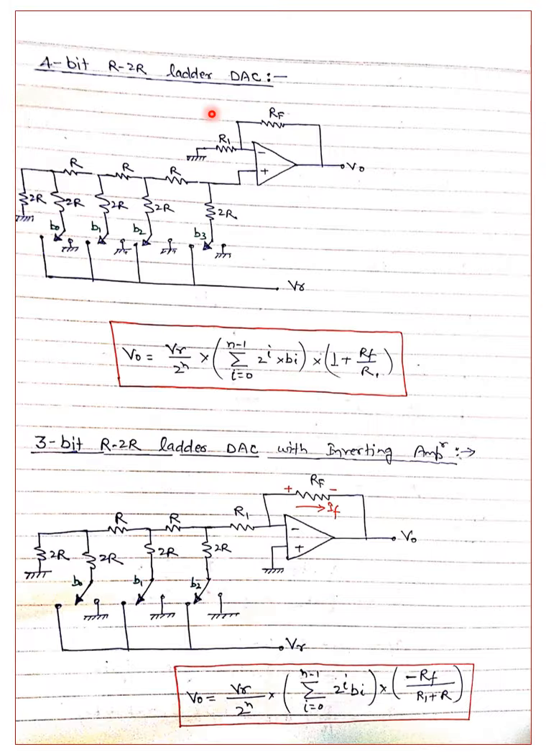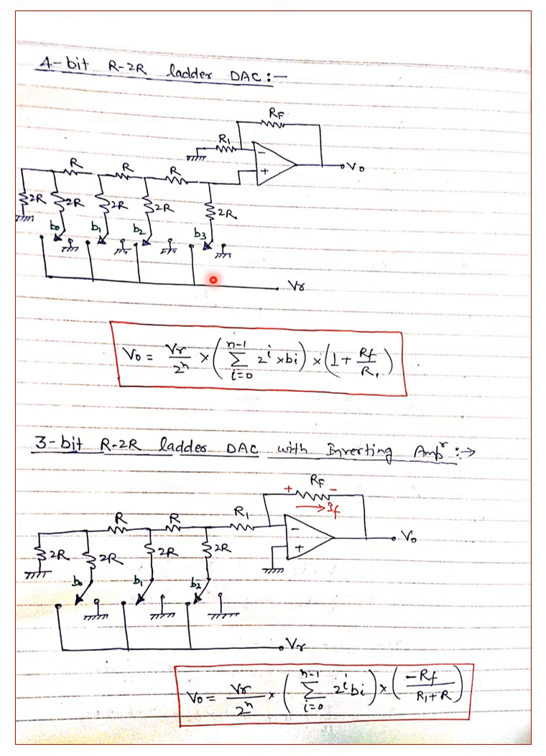So let's start with the 4-bit R2R ladder DAC. So you can see we have 4 pairs of R2R resistors connected to a non-inverting operational amplifier. Here RF and R1 form the negative feedback network.